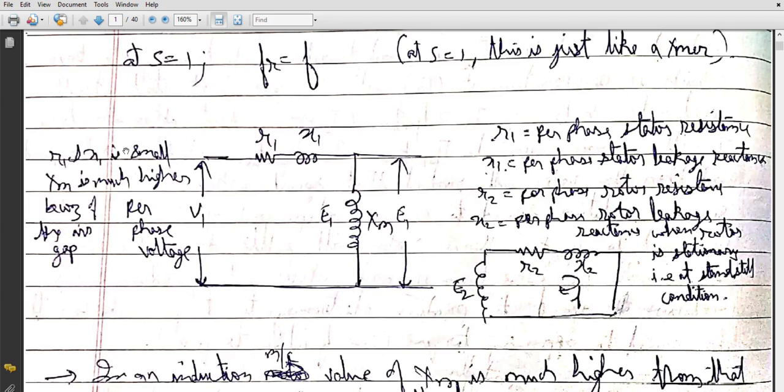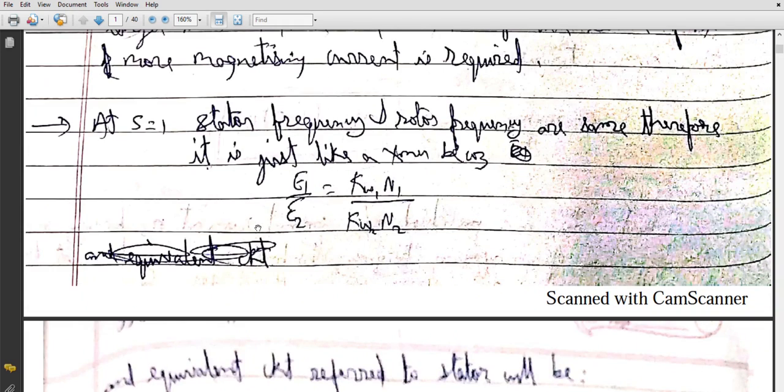They have also written that R1 and X1 are obviously very small, because for the winding resistance and the leakage reactance we want them to be much smaller. But then they are saying that Xm is much greater than R1 and X1. That is, of course, the magnetizing reactance. But I'll tell you one thing: the magnetizing current in an induction machine is much larger than the magnetizing current in a transformer.